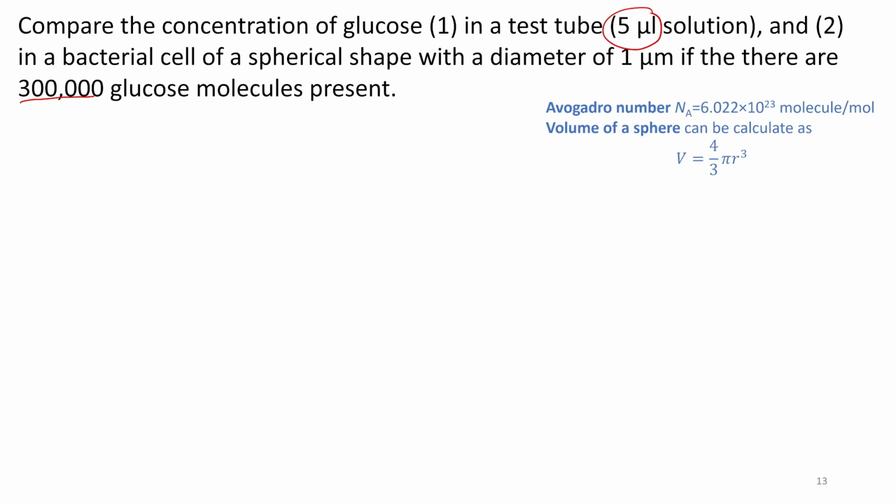And we need to compare this concentration with the concentration of glucose when the same number of glucose molecules are just in one bacterial cell that is shaped as a sphere with a diameter of 1 micrometer. So let's start by actually calculating the number of moles for those glucose molecules. For that, we will use the Avogadro number that relates molecules and moles.